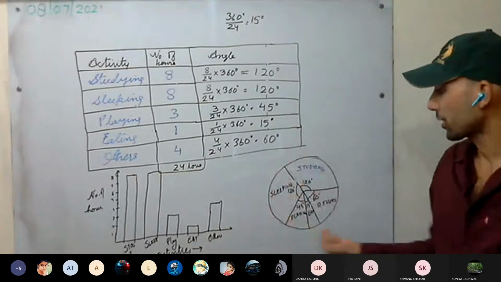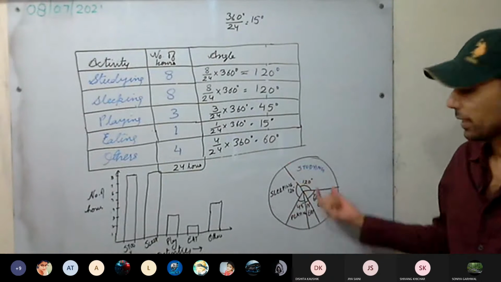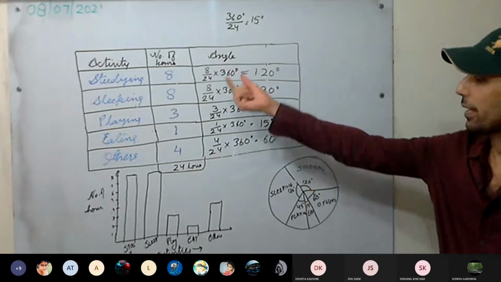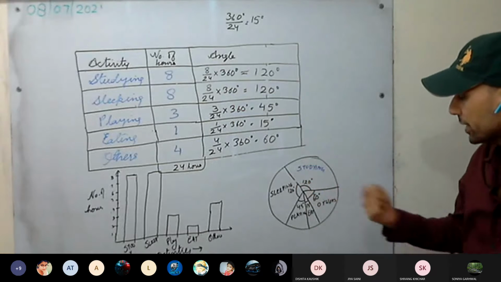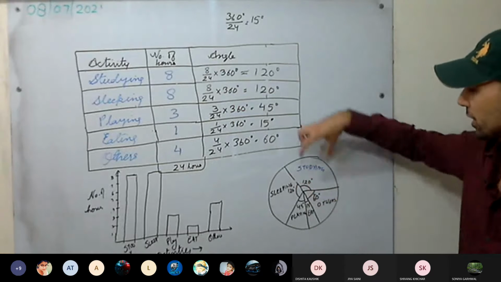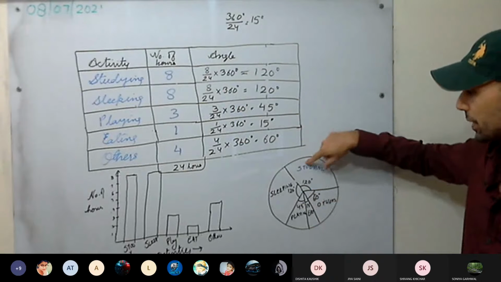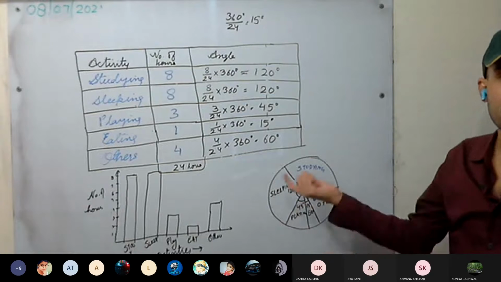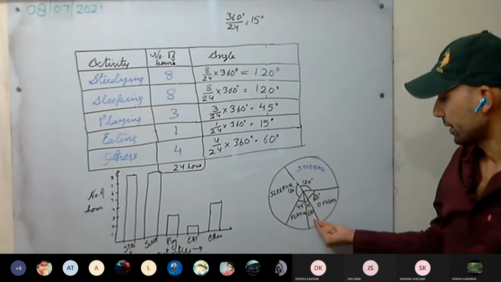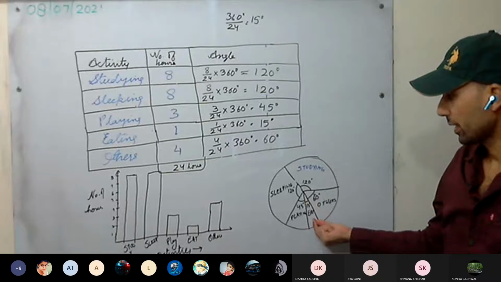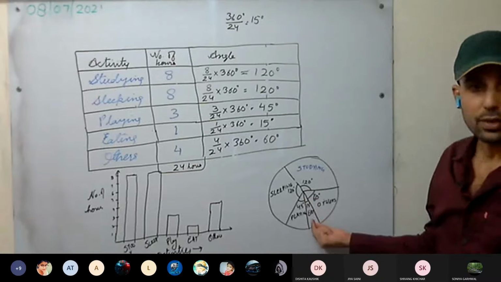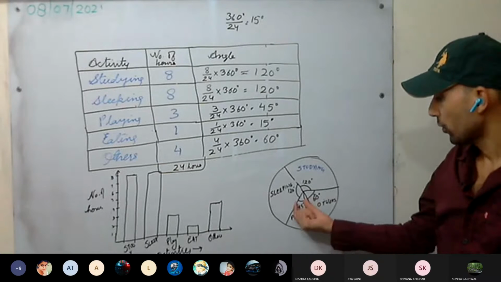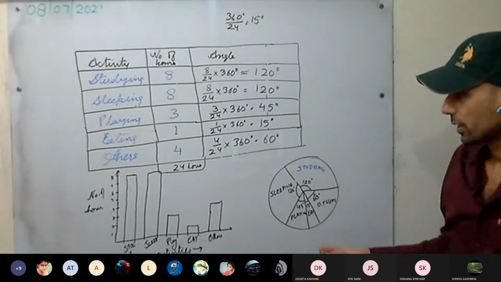Yes. This is a pie chart. We have divided the pie into different sectors. Each sector represents an activity. So by studying the pie chart, you can tell which activity he does the most: studying and sleeping. You can see the bigger sectors. The least hours he spent on eating; you can see the smaller sector. Have you all got it? Playing 45 degrees, others 60 degrees.